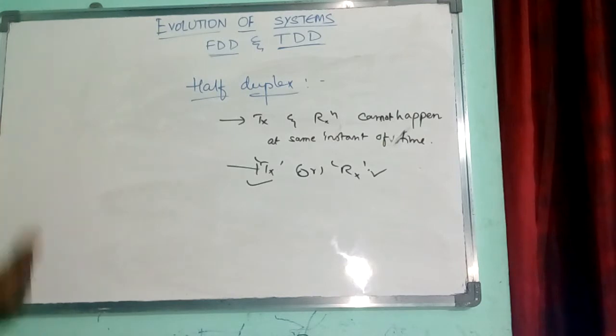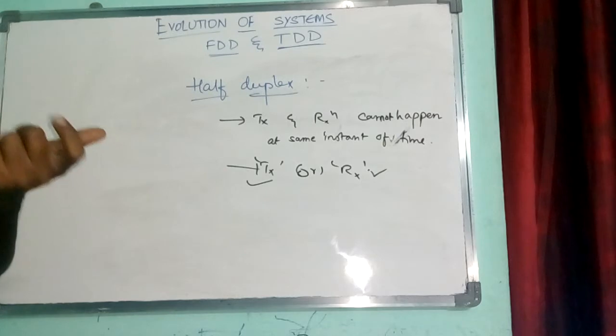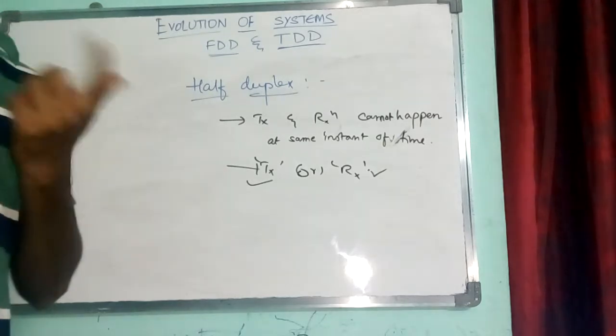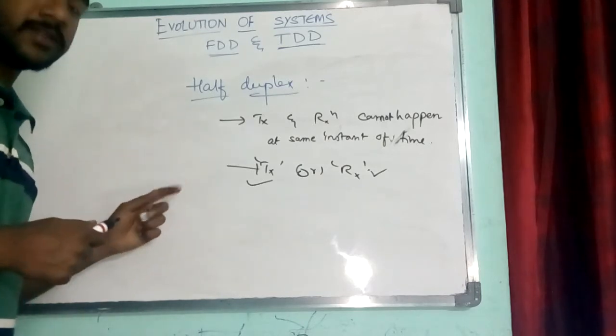Like at one instant of time only you can speak, and you send an acknowledgement called over. The other person will receive it and he sends back the message at the other time instant. That is the example of a half duplex system.